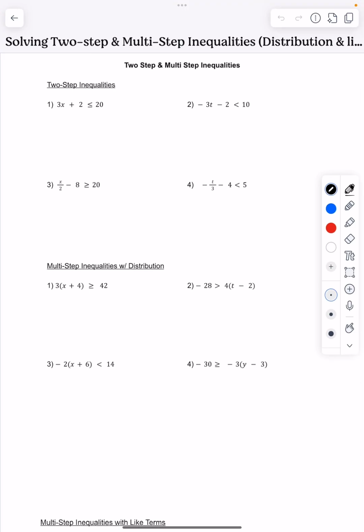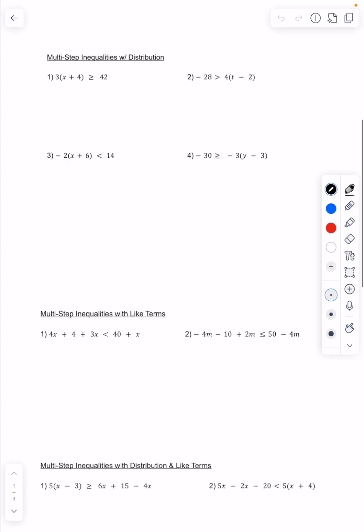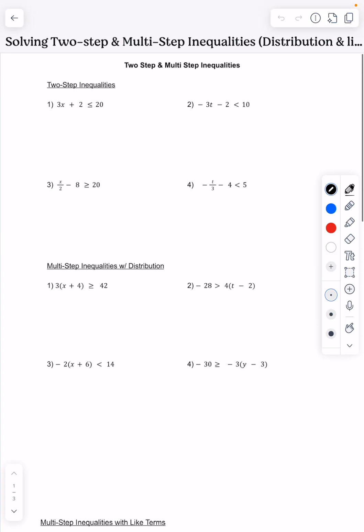All right, guys. So for today, we're going to be going over how to solve two-step and multi-step inequalities. Some of them will have distribution and also include combining like terms. When it comes to solving linear inequalities, it's very similar to the way we solve linear equations. In this case, similar to linear equations, we're going to put a line in the middle of the inequality to distinguish that there are two sides to the inequality.